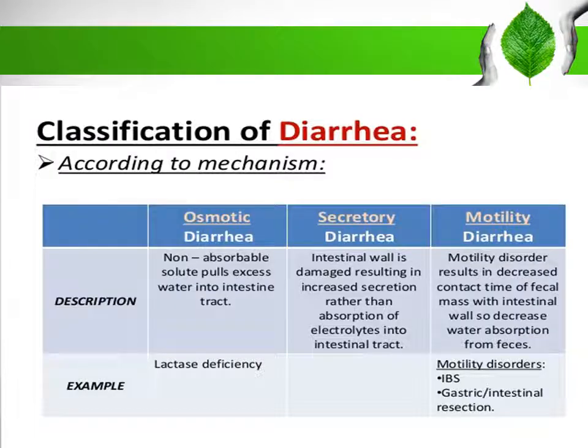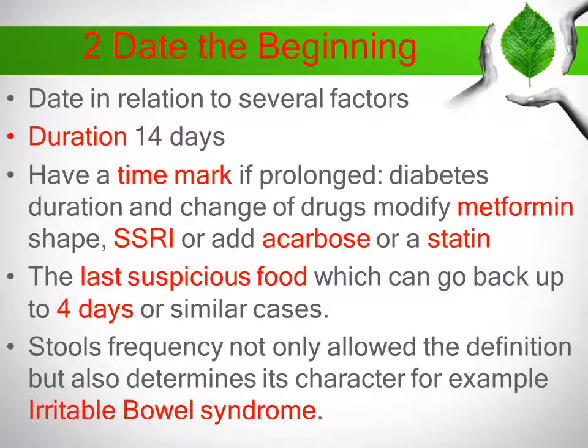So according to the mechanism, we can classify diarrhea into osmotic diarrhea, frequent in diabetic patients because of glucose and treatment like acarbose, secretory diarrhea, and the last one is motility diarrhea. Motility diarrhea is also frequent in diabetic patients because of autonomic neuropathy. The most important thing to do in diabetic diarrhea is to date the beginning.